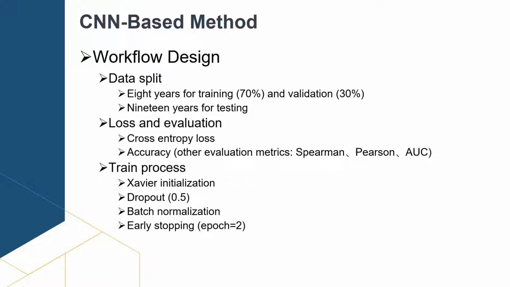Then we designed a workflow which is similar to the original paper. Firstly, we divide data into 8 years and 19 years. For training and validation, we randomly selected 70% and 30% of the 8 years data respectively. The remaining 19 years samples are used for testing. Then, for the classification problem, we used cross-entropy loss and some evaluation metrics mentioned in the paper. In addition to that, we also used ROC curve to evaluate our models. Finally, in the training process, we adopted some techniques like Xavier initialization, dropout, batch normalization, early stopping, and so on to avoid the overfitting issues and improve the model performance.